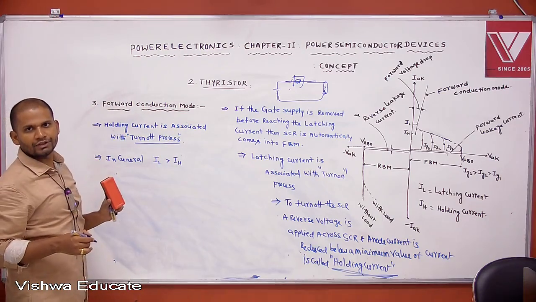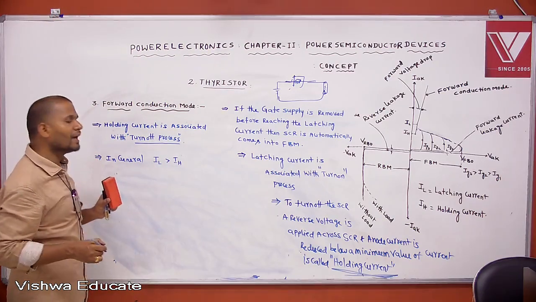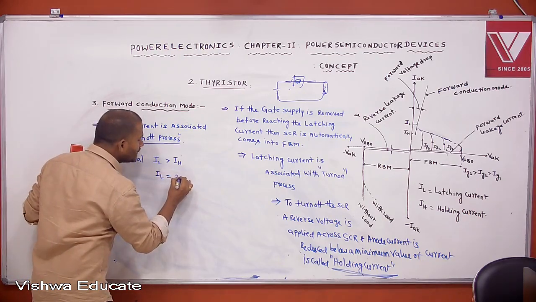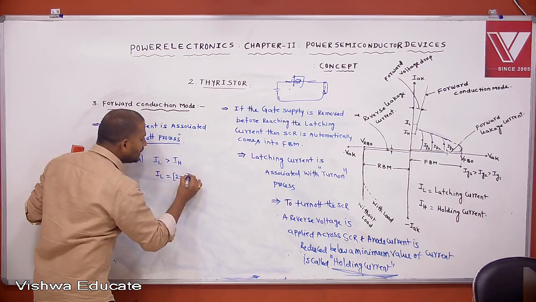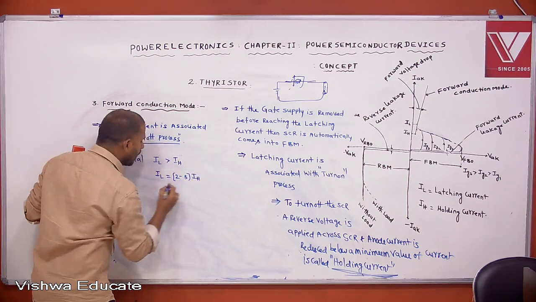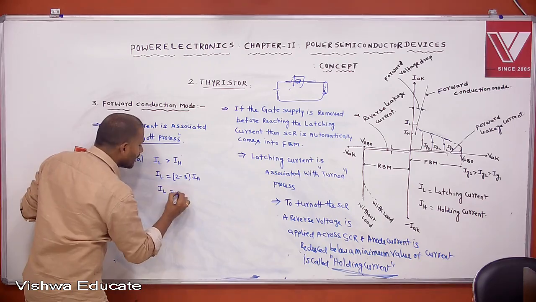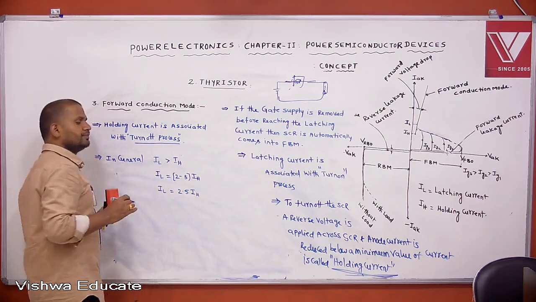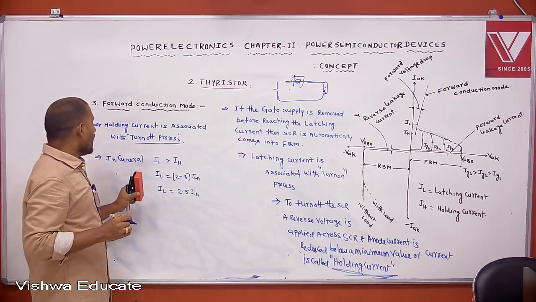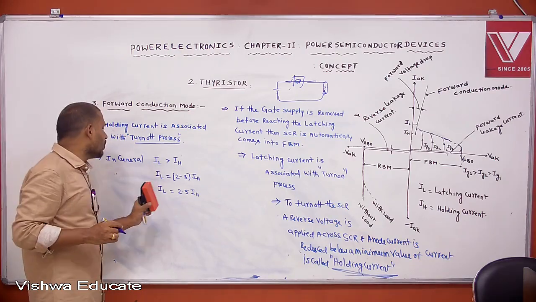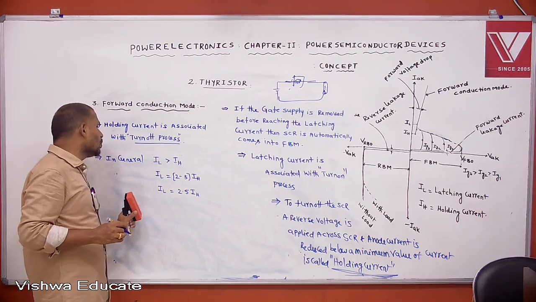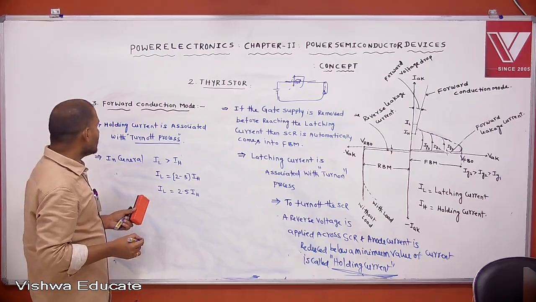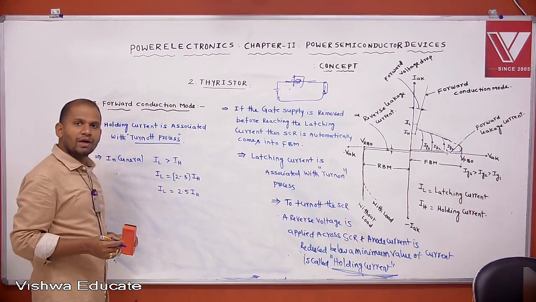Very important relation: latching current is greater than the holding current. Another point to remember, latching current is equal to 2 to 3 times the holding current, or on average, latching current is equal to 2.5 times the holding current. Clear?